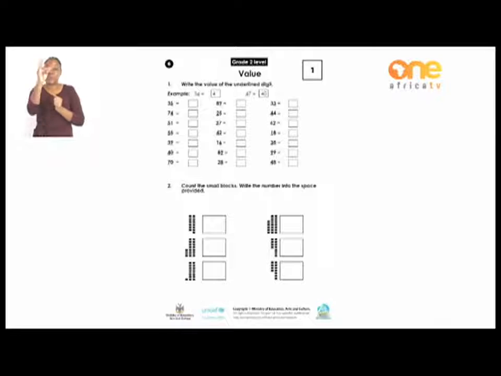It says, count the small blocks. Write the number into the space provided. This one is so easy, and I know that you can do this in less than 1 minute. Let's now go to page 7.